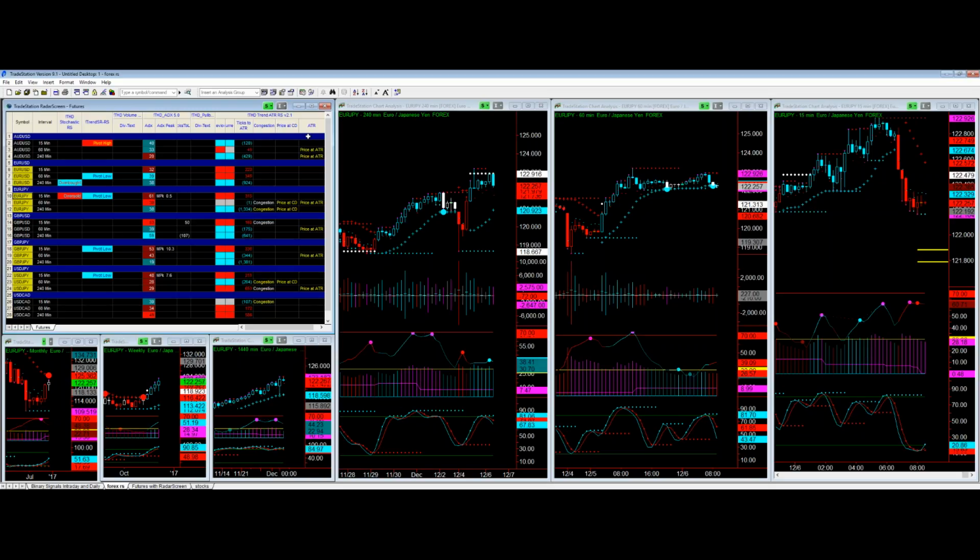And right now, I'm not seeing anything that I would want to trade because I don't have anything at an ATR. Should this one come down? Yes, because we're at the congestion dot over here on the 240. It should come down to 120.92. Do I have an entry on the 15-minute? No.